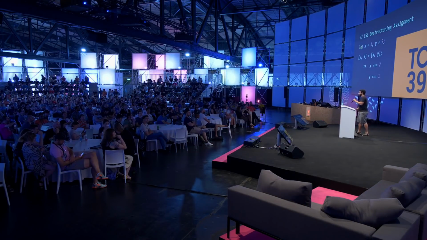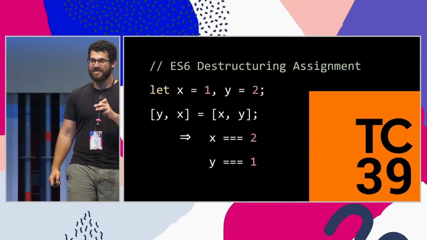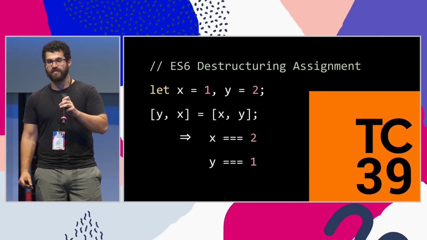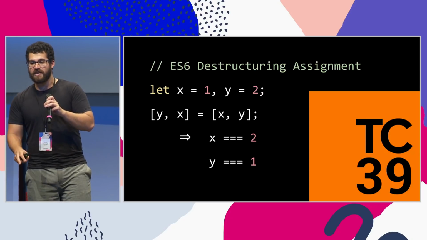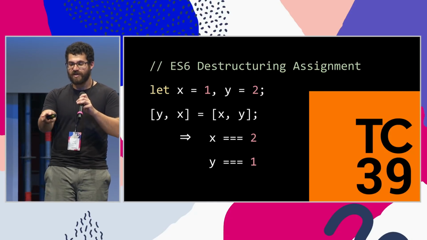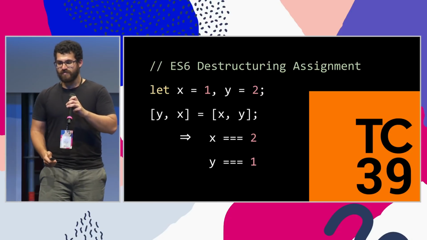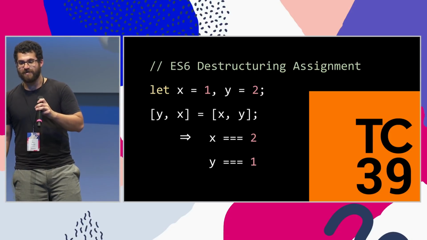But who is this TC39, and what are they doing to my JavaScript? So remember ES6? ES6 gave you nice features like destructuring. So if you have 2 variables, x and y, you can swap them by putting an array on the left-hand side and just swapping them. So this and other things like async await were all added by TC39.